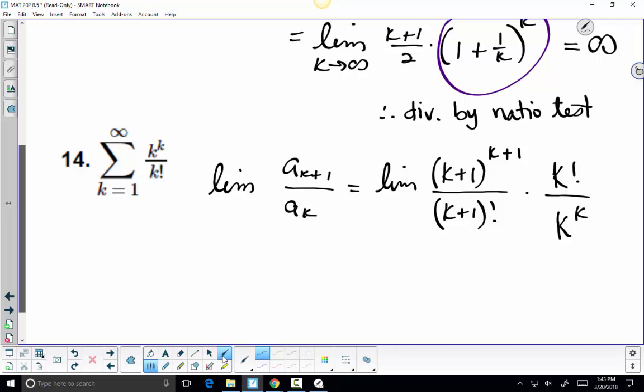Now, what's our hunch on this one? Our hunch is that we would get divergence again, because k to the k is the quickest growing function that we look at. And so we would expect that to be the case.